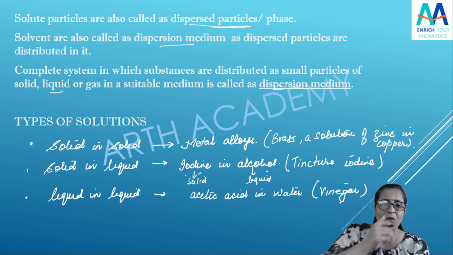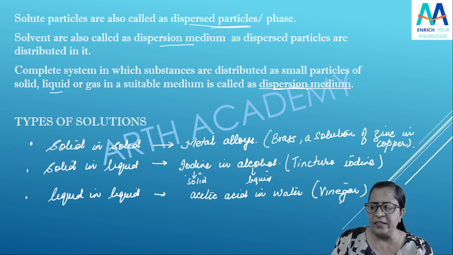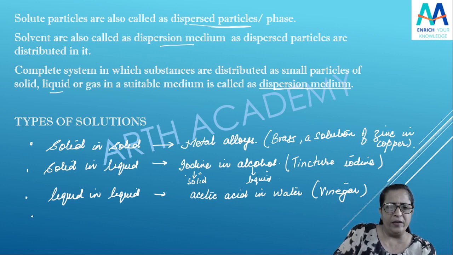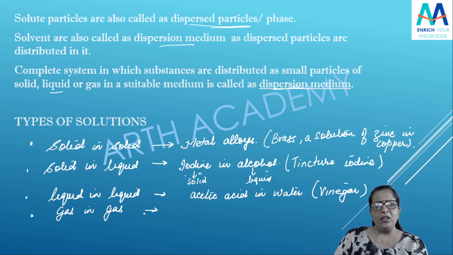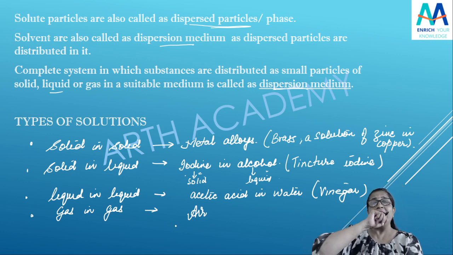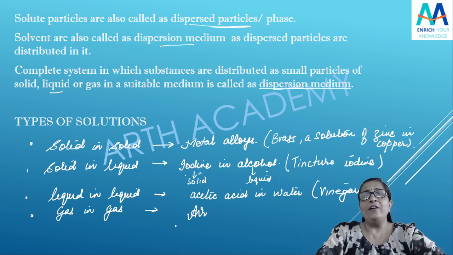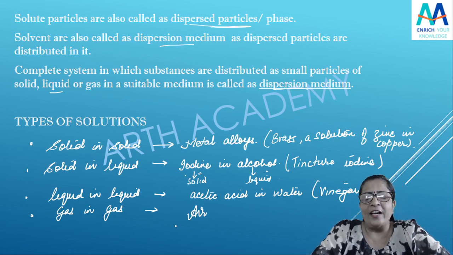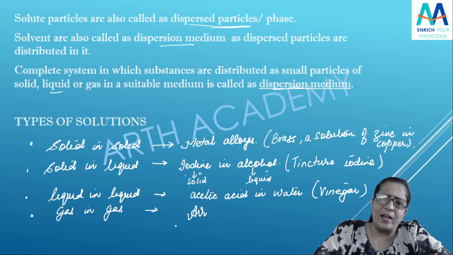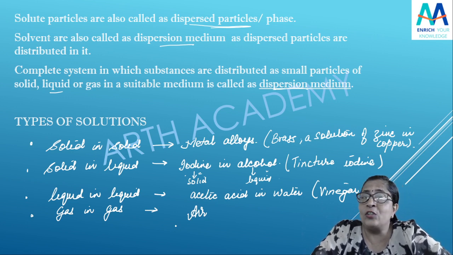Got it? Now solid in liquid, I think we have sugar in water, that I have already given you. One more example we can take now, gas. If I talk about gas in gas, which would both be gases? A very common example, air, right? So many gases are mixed with each other in that. Now, a good question could come from you. If it is a gas in gas type of solution, there are so many gases, oxygen, nitrogen, hydrogen, carbon dioxide, so many gases. Which would be the solvent in this case?